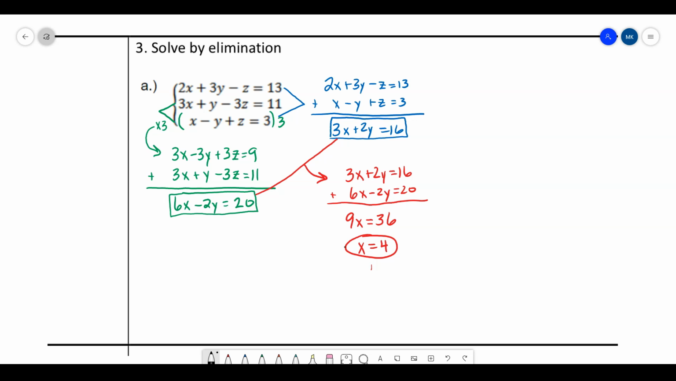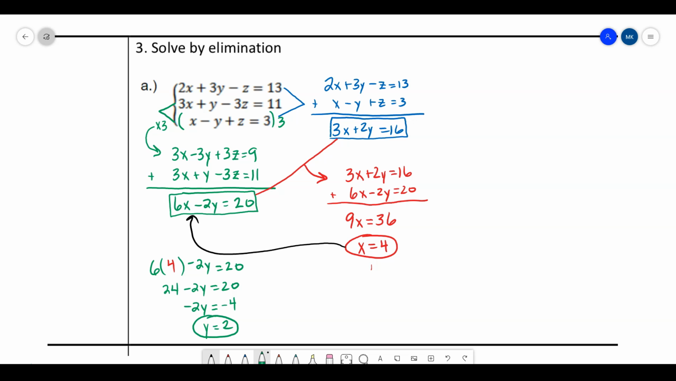So I know what x is. I could go ahead and maybe use this equation right here, and I could figure out what y is. I could also use that one right there. It doesn't matter which one I would use. So I'm going to use the 6x minus 2y equals 20. So that means if I know what x is, that would be 6 times 4 minus 2y equals 20. So therefore 24 minus 2y equals 20, and then negative 2y equals, I'm going to subtract 24. That's going to give me a negative 4 on this side, and so y equals 2.